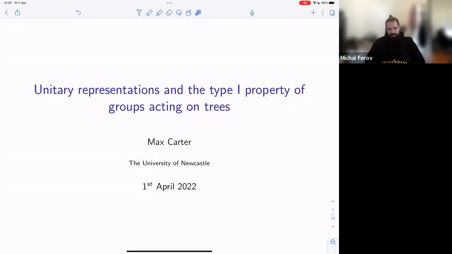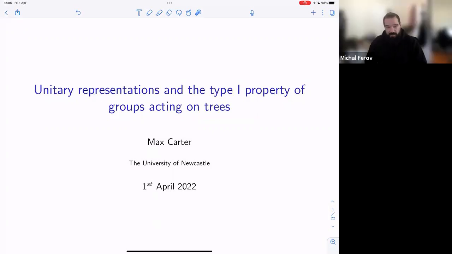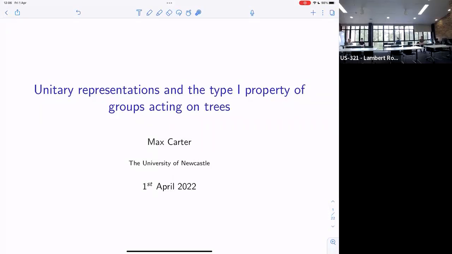Good morning, or afternoon, or evening, depending on what time zone you're in. So this is another meeting of the Symmetries in Newcastle. It's on April Fool's Day, and as you can tell, we're running late because the main organizer is not actually present because I have COVID, so I'm attending virtually. Everybody else is, well, not everybody, but most of the people are actually in person in the Lambert Lounge, so I'm missing out on the sandwiches.